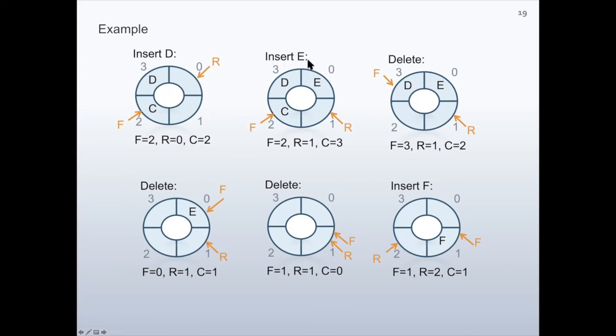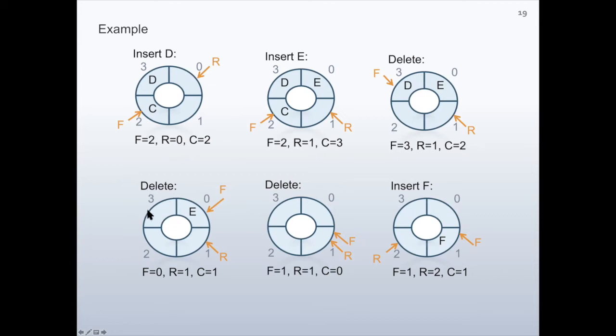Then we are inserting E into the Q. It is inserted at this location and rear is incremented by 1. Meanwhile, the value of the count is incremented by 1 as before given here. Continue, there is a delete operation. We have this item in front of the Q. It is removed from the Q and front is incremented by 1. It will point to the next location and count is decremented by 1. So it becomes 2.